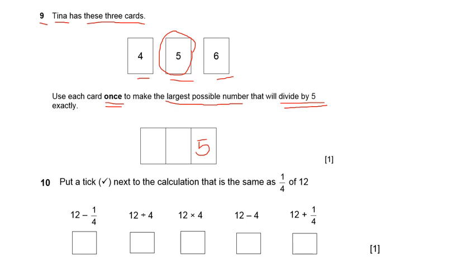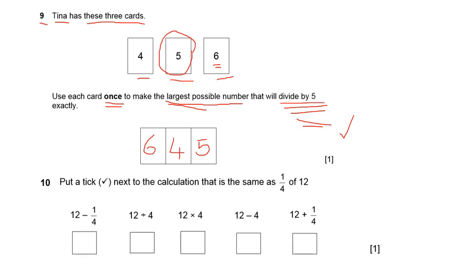So 5 goes here. And now, obviously, the largest possible number will start with 6, and we put the 4 in the middle. 645 is the largest possible number divisible by 5.